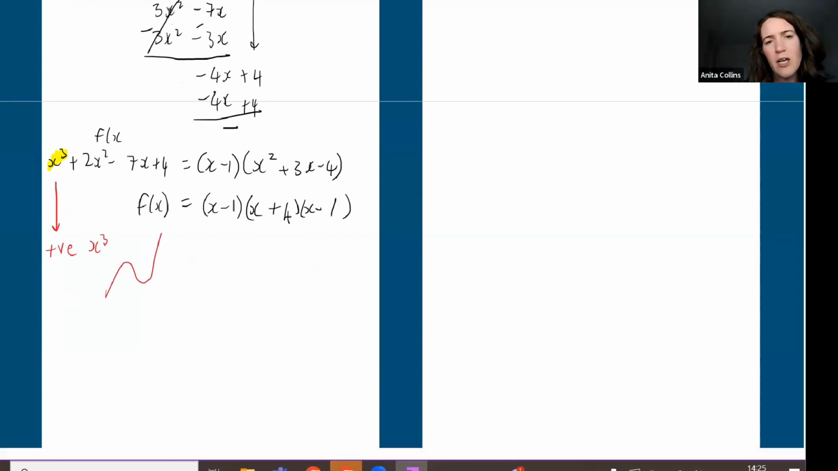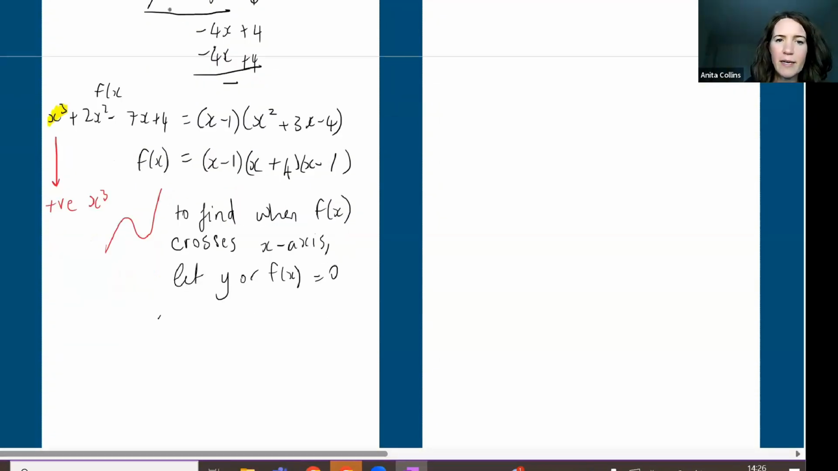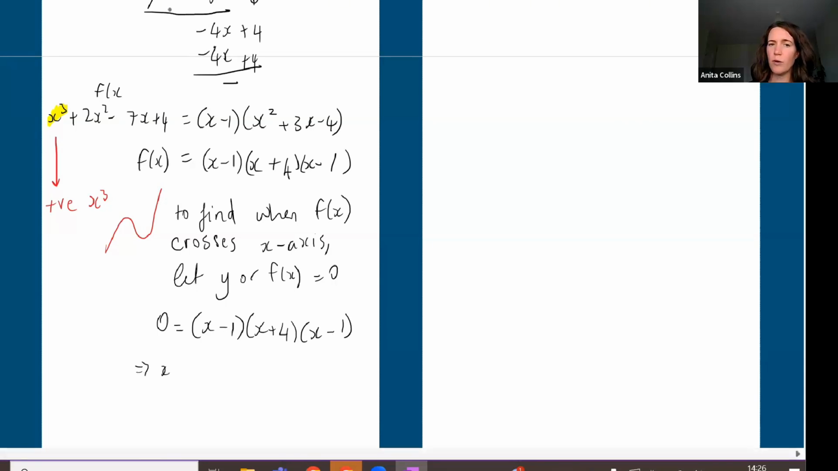So in order to find where the graph crosses the x-axis, you remember what we do again? We let y be equal to 0. So our function f of x is equal to (x - 4)(x - 1)(x + 4)(x - 1) is now going to become 0 = (x - 4)(x - 1)(x + 4)(x - 1). Okay, so if these 3 factors are equal to 0, we can then solve them to say x is 1, x is -4, or again, x is 1.